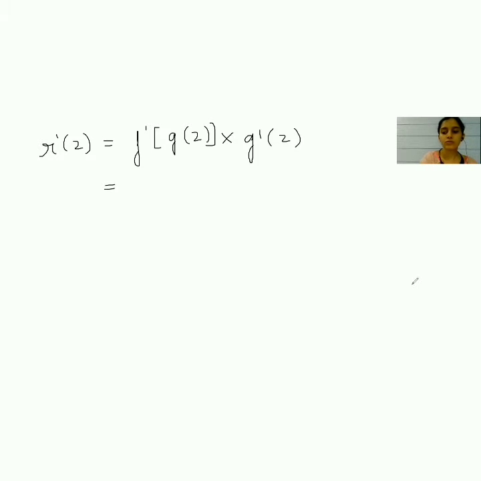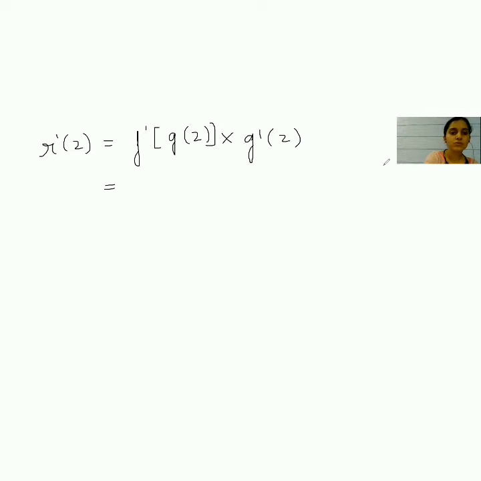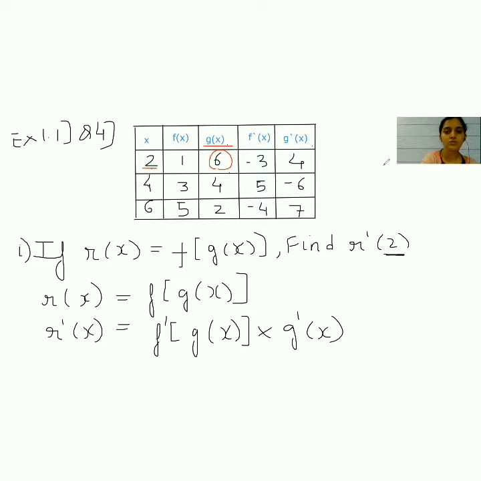Now we'll substitute the values. What is g of 2? g of 2 is 6. How do we find that out? Simple, from g of x: the x value is 2, the answer is 6. So f dash of g of 2 is f dash of 6, into, what is g dash of 2? Again from g dash of x, g dash of 2 will be 4.